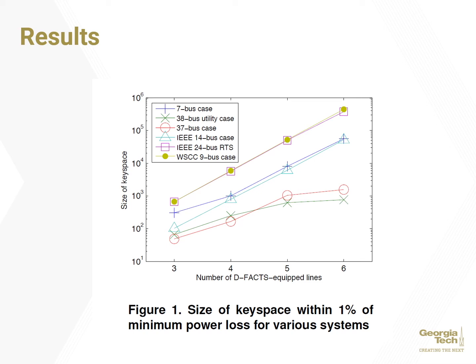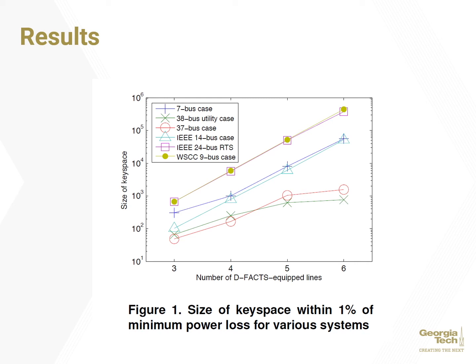Now, using MATLAB, the researchers were able to analyze 6 different bus systems used to connect major components in the power system. The legend on the top left here shows the different types of bus systems they used. For example, they analyzed a 7-bus case, a 38-bus utility case, and a RTS system. The RTS system was used in further testing in the experiment, and we're going to discuss a little of that later.